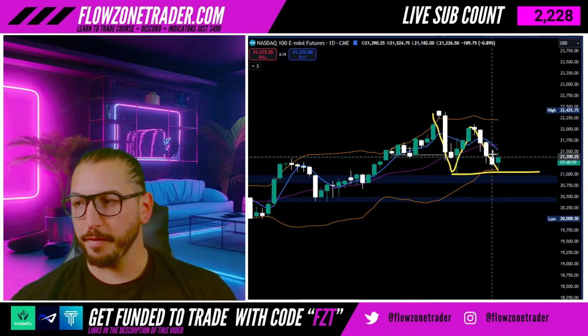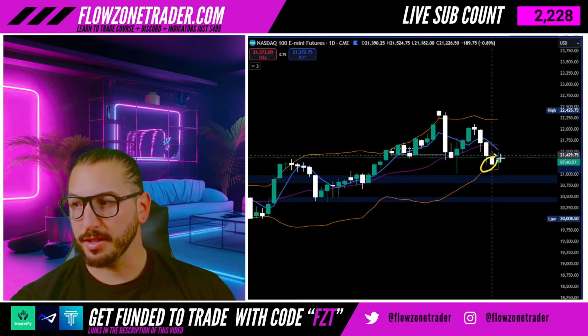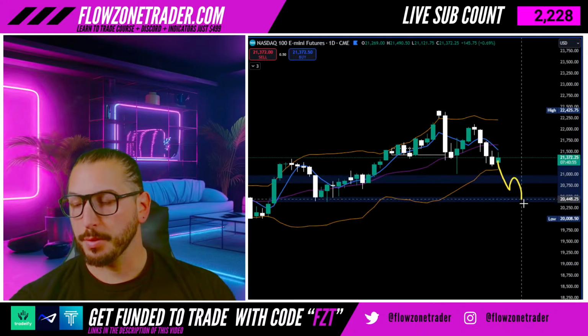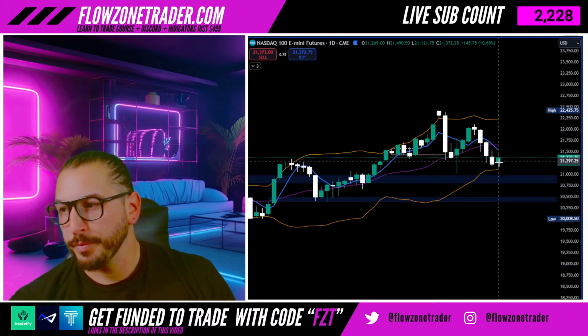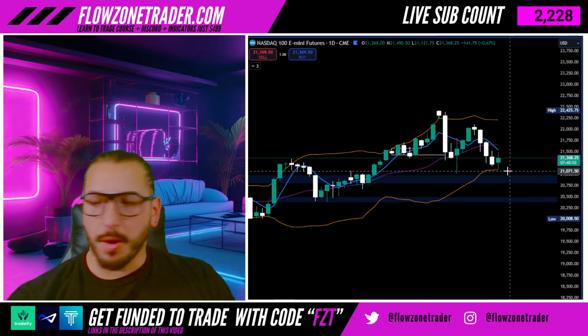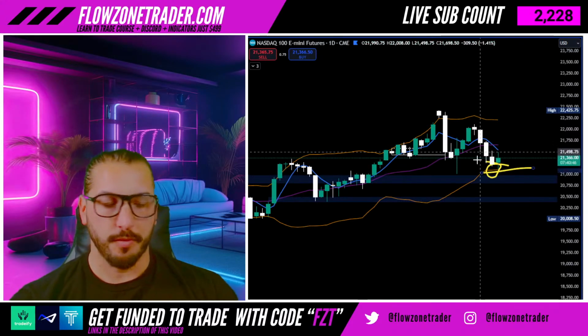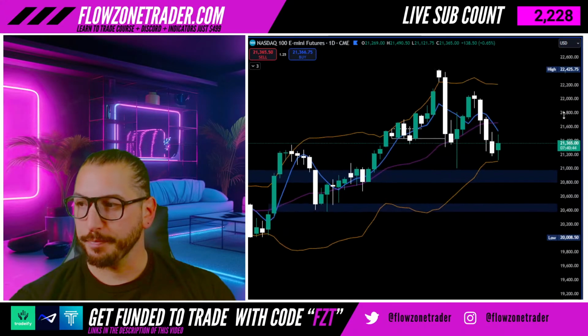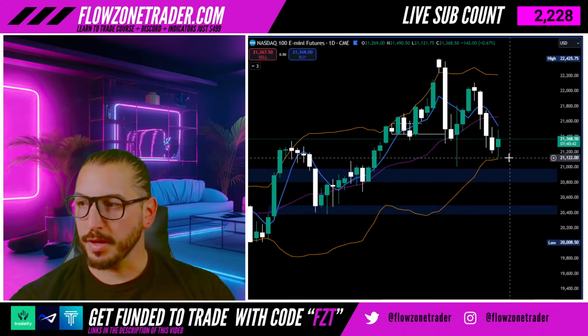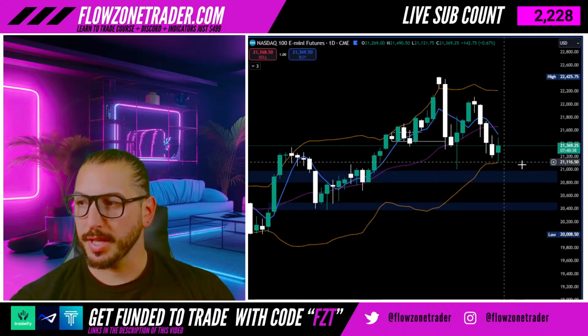So you have to be aware of where we're at in the session. This is not a good short location unless we break down and start trading under. Also, what can we look at? Where are we at in terms of the Bollinger Bands? Lower band right there. You can see we tagged it in the overnight session, pretty much tagged it into the 120s. So we tagged the lower band.